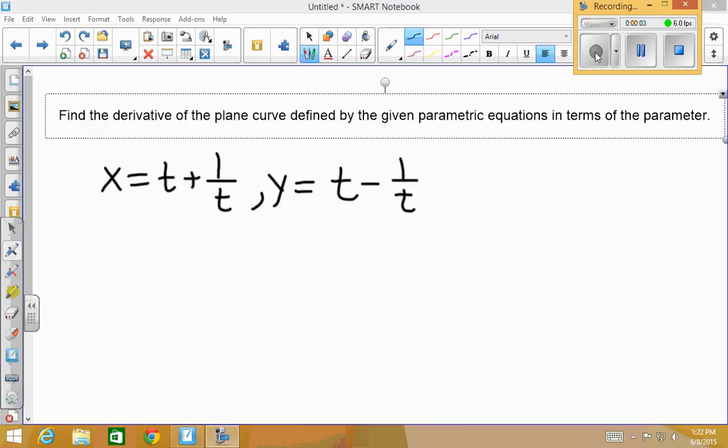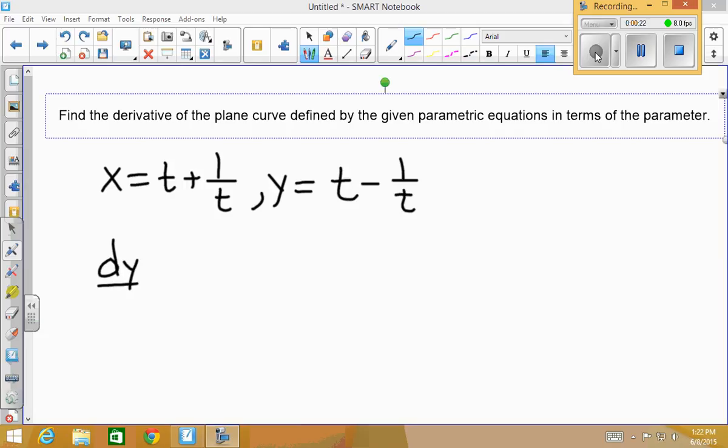Find the derivative of the plane curve defined by the given parametric equations in terms of the parameter. Here we have parametric equations x equals t plus 1 over t, y equals t minus 1 over t. So our parameter here is t. Both x and y are given in terms of t.